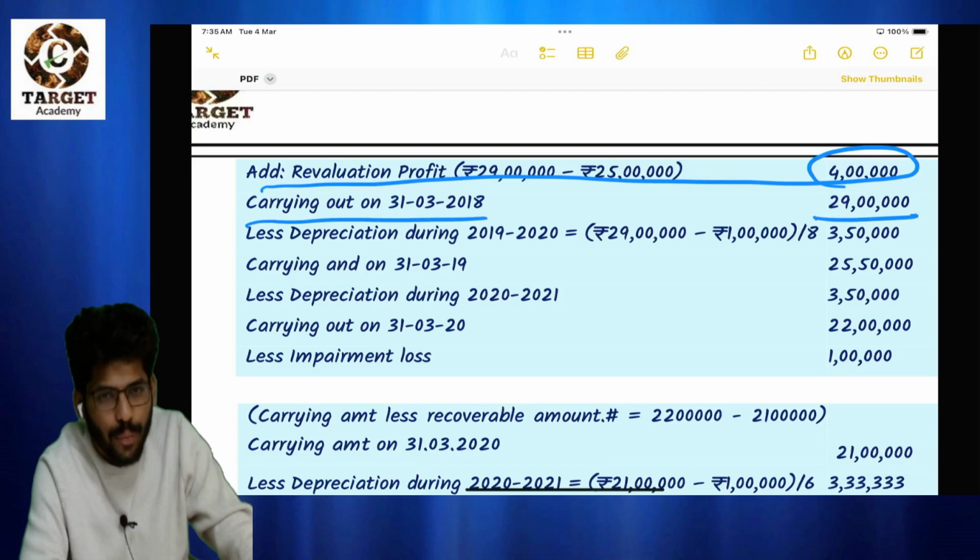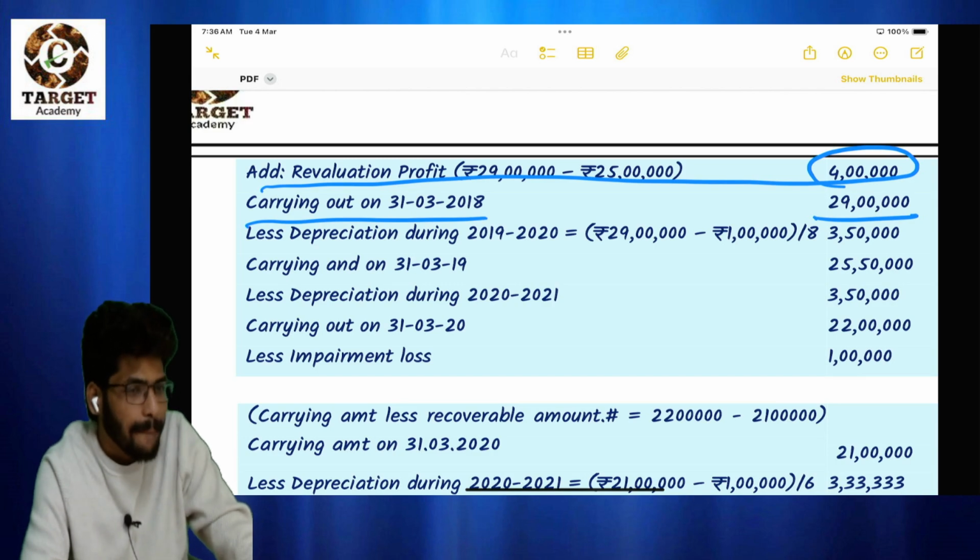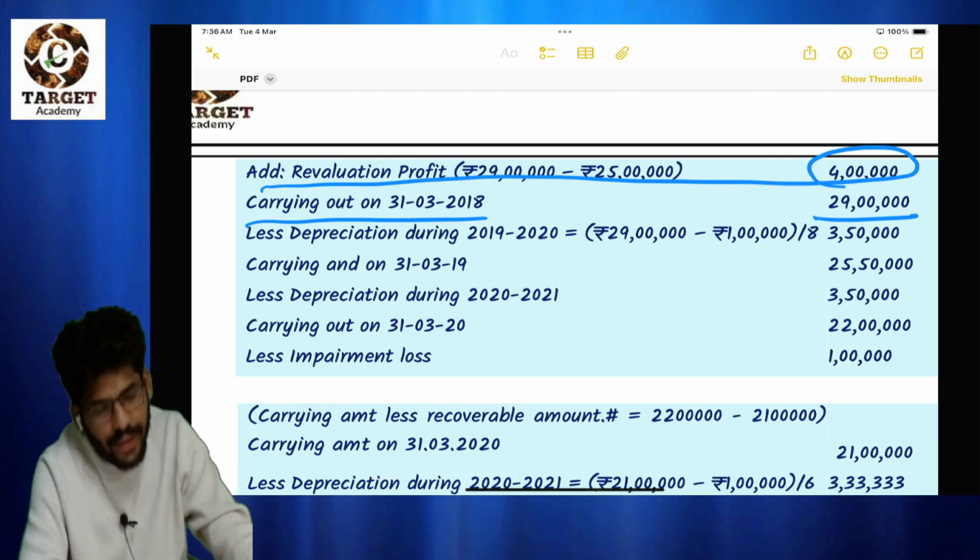So everyone knows about it. Obviously, the carrying amount of the asset as of now is 25 lakhs. Now the asset got revalued by rupees 4 lakhs and the total asset value as of now is 29 lakhs. From this year, we need to charge depreciation on 29 or 25? Tell me, 29 or 25? 29 lakhs. So from this year, you need to charge depreciation on 29 lakhs.